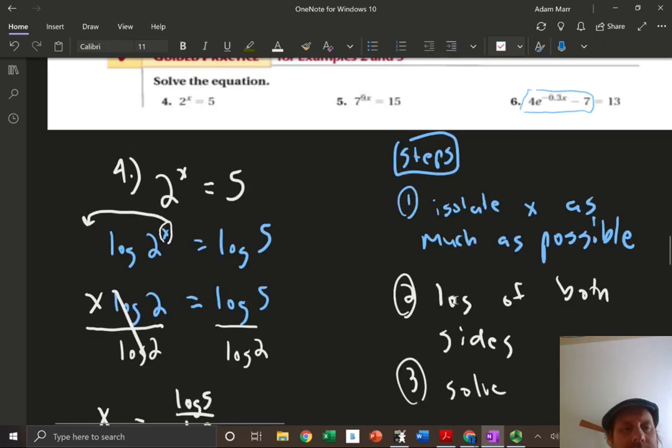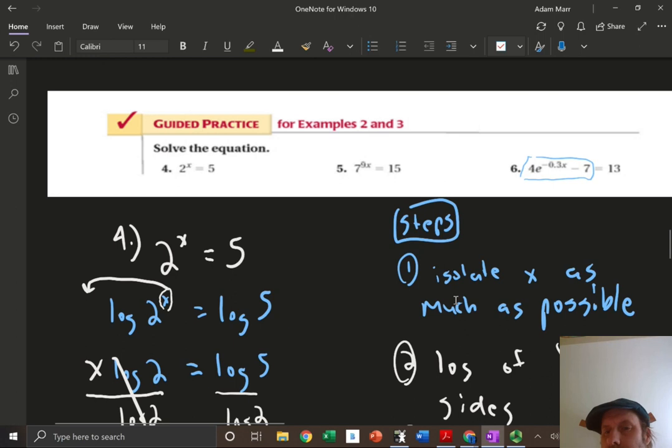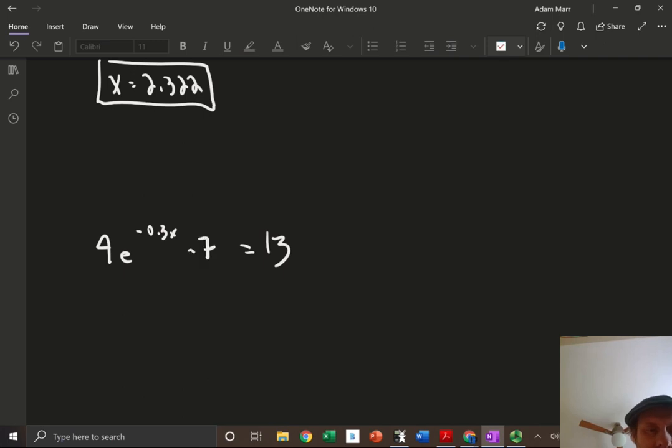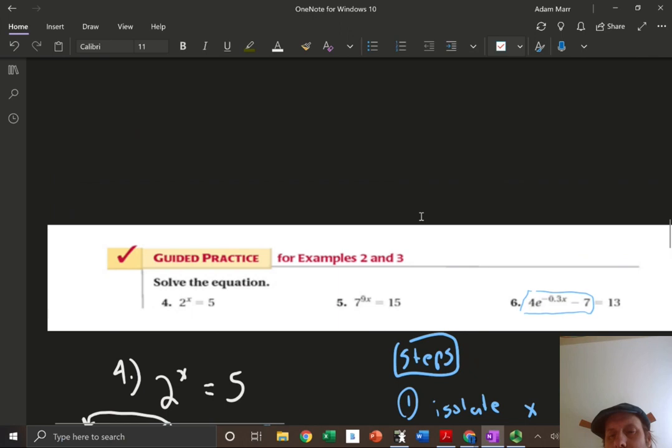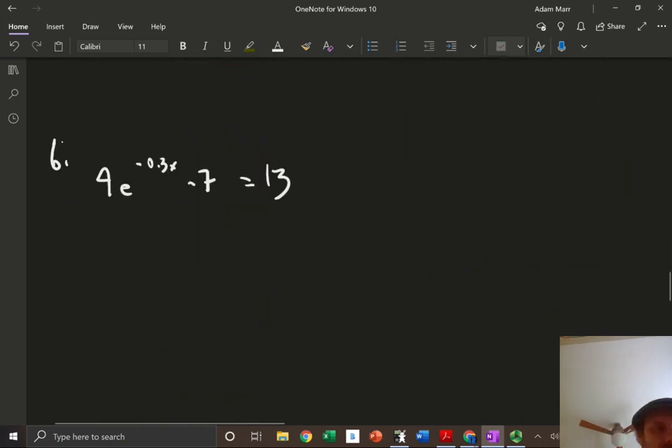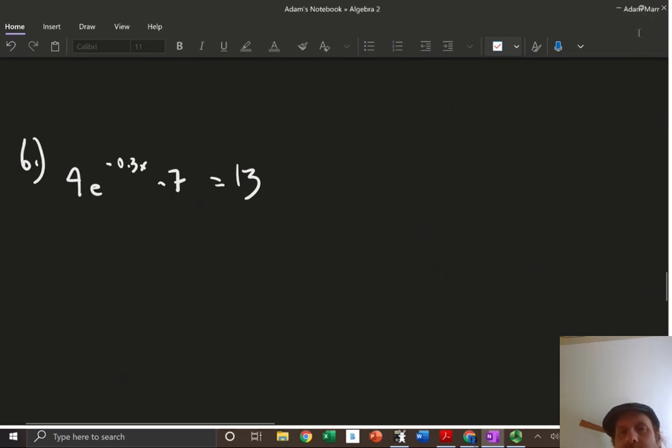Okay. So right here. Negative 0.3x minus 7. Oh, I'm sorry. My fault. Minus 7 equals 13. There we go. Okay, perfect. So right here, and this is number 6 on the guided practice up there, right? For those people keeping tabs. Okay, let's do it.